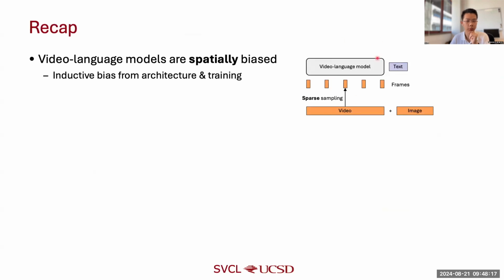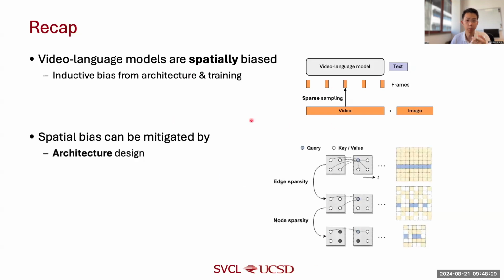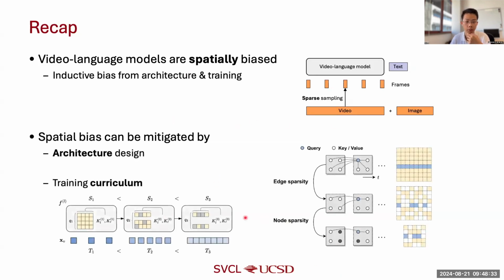In this project, we learned that video language models are spatially biased due to the inductive biases from their architecture and training protocols. We showed that these spatial biases can be mitigated by architecture design and training curriculum, and in the end improve the performance on downstream tasks that require temporal modeling.